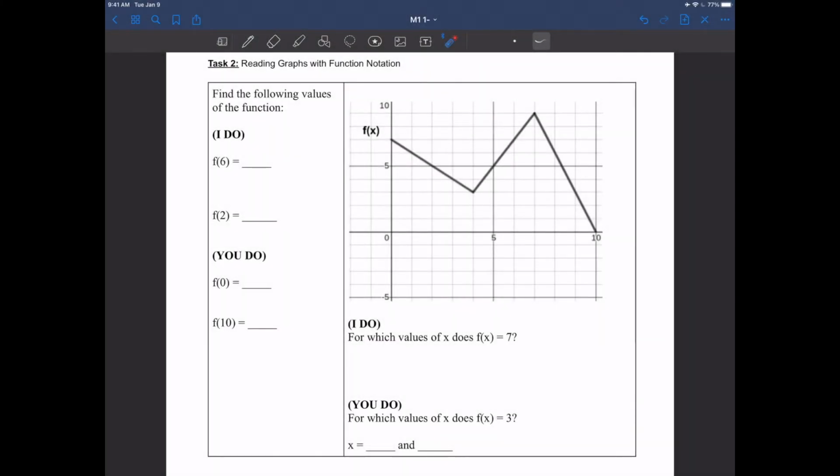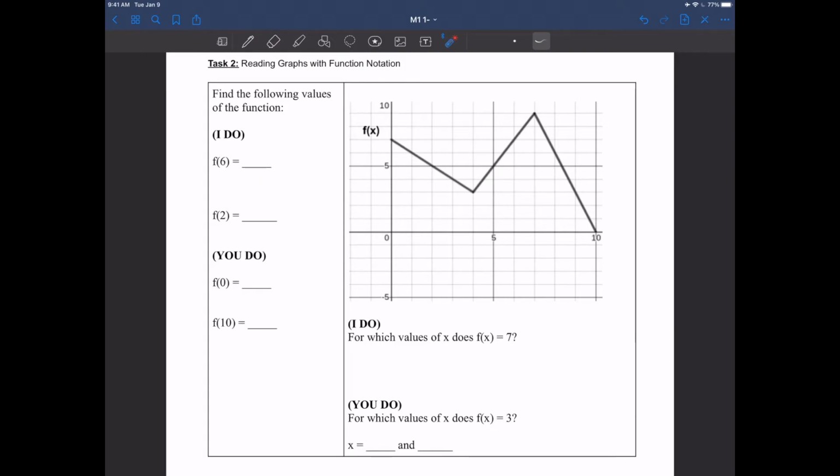Okay, so here we have the same graph. We're just going to do a few more problems. I'm going to do a few problems, and then I'm going to ask you to do a few problems. So here's task 2, reading graphs with function notation. It says find the following values of the function. So here, remember, I'm given what's inside the parentheses. That is the input. So I am being asked to find the output here.